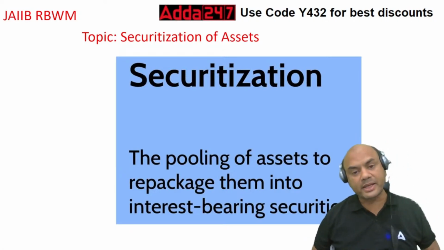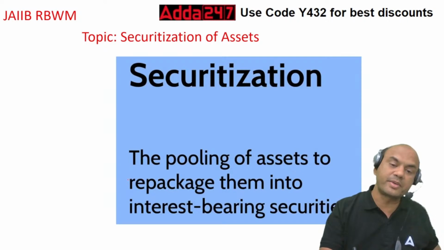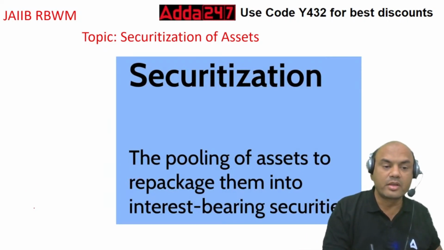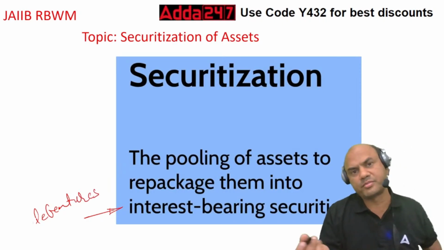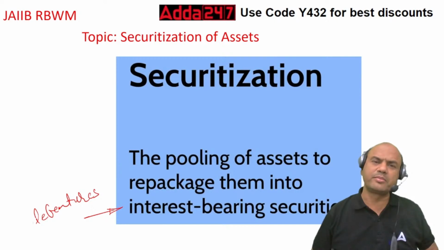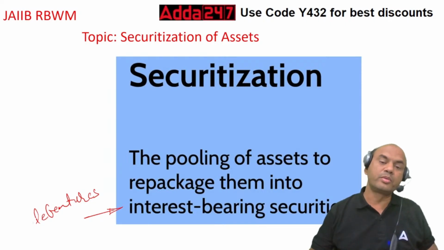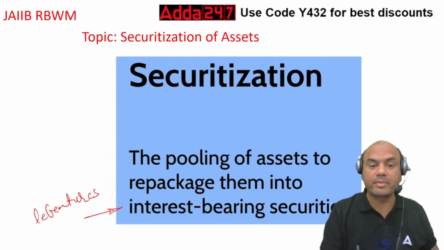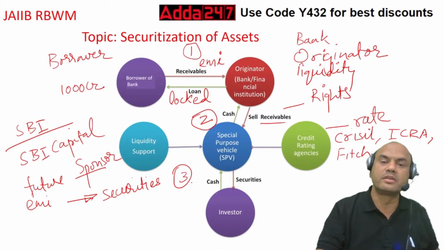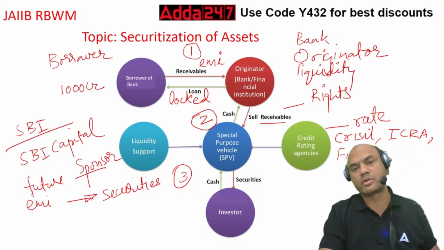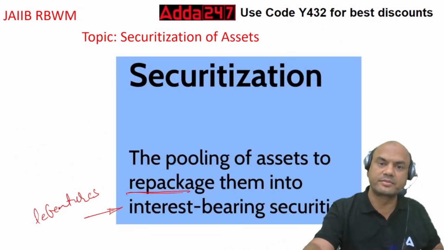Pooling of assets to repackage them into interest-bearing securities. What are these interest-bearing securities? These are basically debentures. Look at this. Interest-bearing securities means debenture. Generally, debentures and bonds are roughly the same. Bonds are issued by government and debentures are issued by private companies. So pooling of assets to repackage them. Repackage, very important. Repackage means this loan which is given by this bank to this borrower, the EMI of this loan is repackaged into securities, converted into securities.